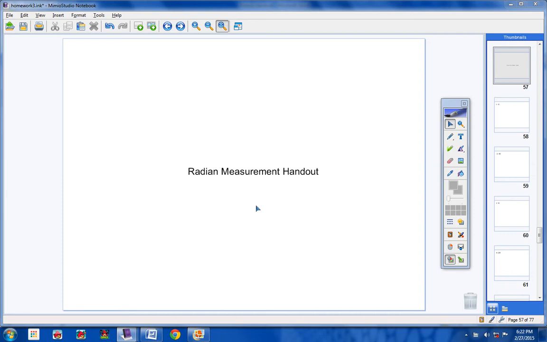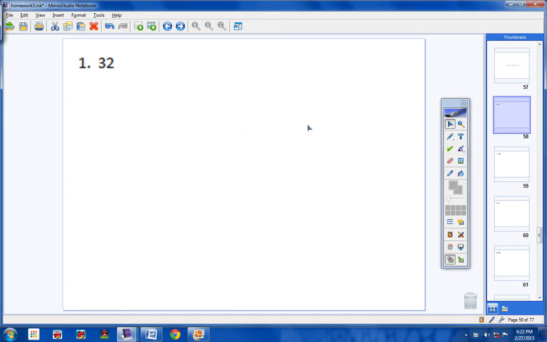Measurement handout. Let's go ahead and get started right away. Numbers 1 through 10, you were instructed to convert the degrees over to radians, and every one of these should have two answers, okay? So here we go. First of all, let's go ahead and always take the degrees and multiply it.